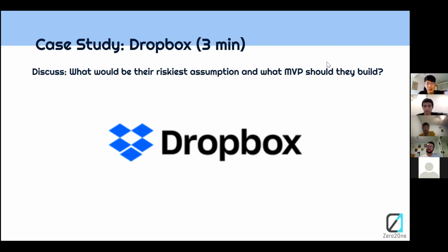Let's do a quick activity. We're going to do breakout rooms really quickly, 3 minutes. Think about what the riskiest assumptions are and what MVP they should build. Riskiest assumptions could be something like, do people even want to share files online, or do people even want to collaborate online? Those sound like a few key assumptions, and then think about what kind of MVP you would build, the earliest, simplest thing to test these key assumptions.